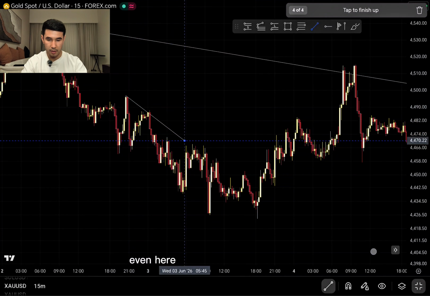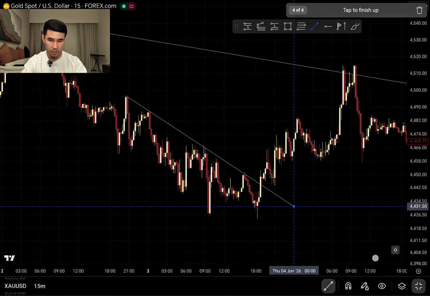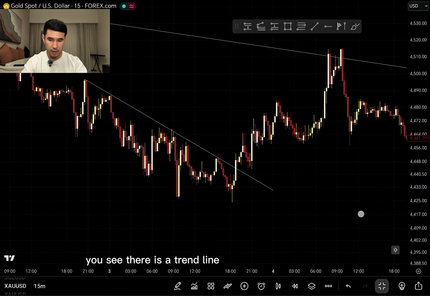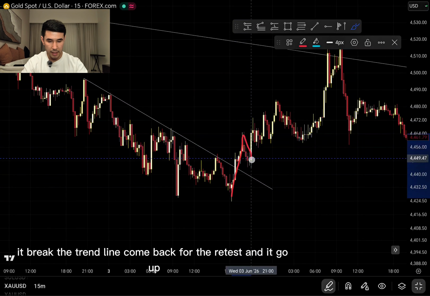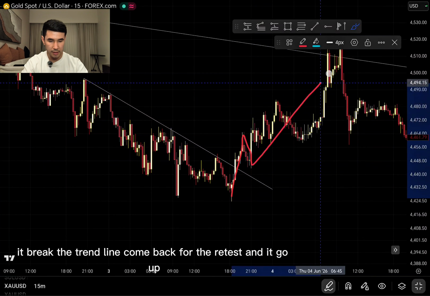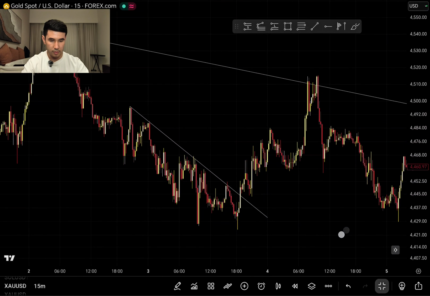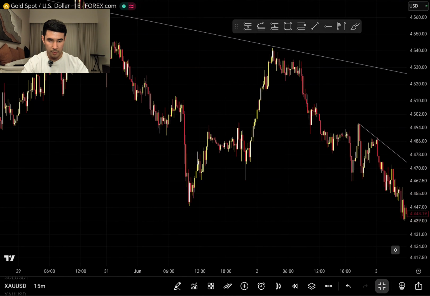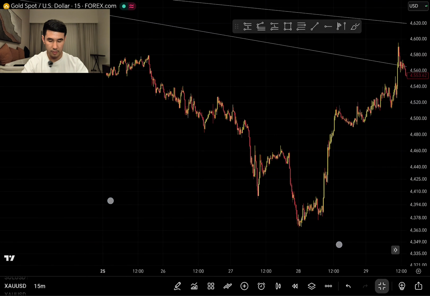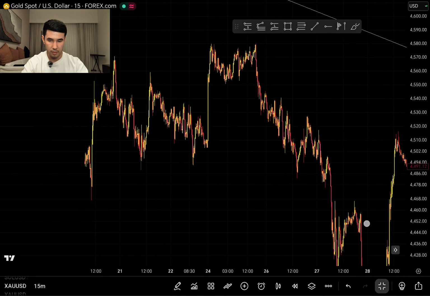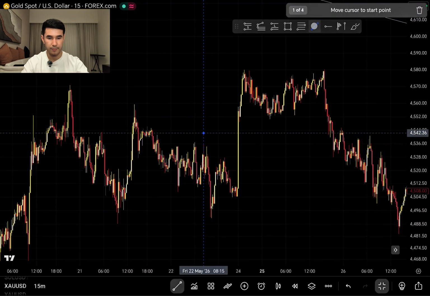Even here, you see there is a trend line. It breaks the trend line, comes back for the retest, and it goes up. So where can we see a trend line again? Here also you can see.